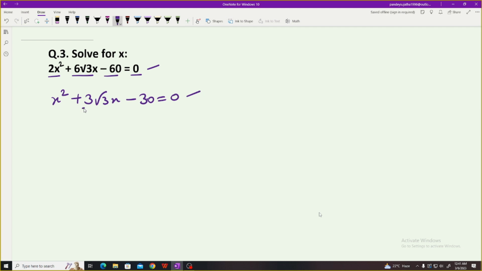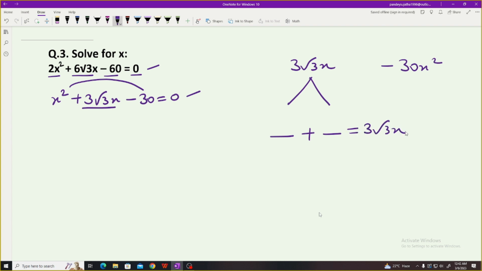So here the middle term is 3 root 3x, and the product of the first and the last term is minus 30x square. So let's split the middle term in such a way that the sum of these two terms is equal to 3 root 3x, and the product of these two terms is equal to minus 30x square. Wherever root numbers are given, here root 3 is there. So write this root 3 for both the terms.